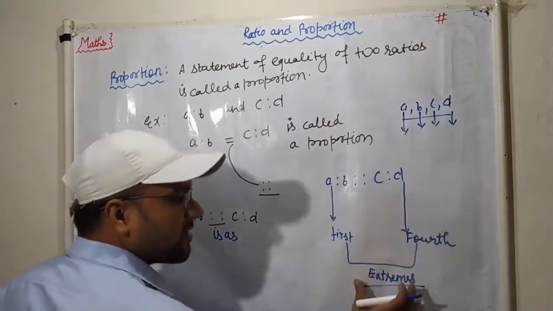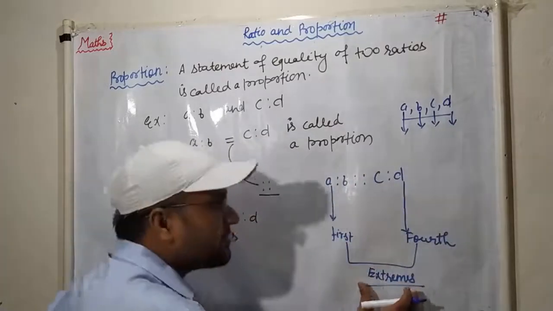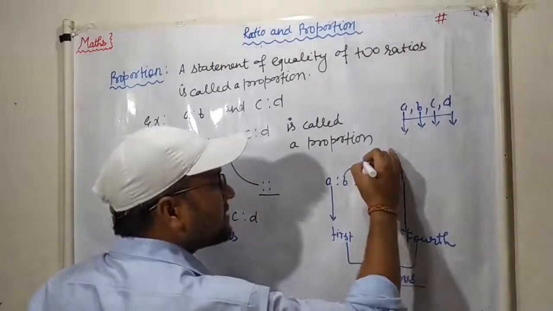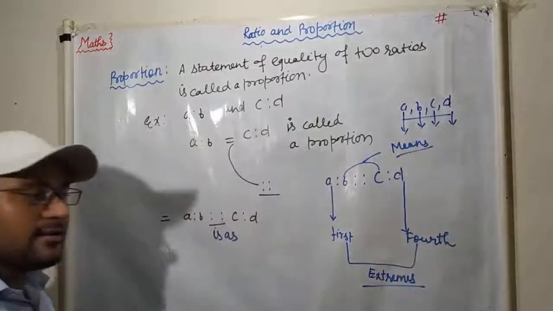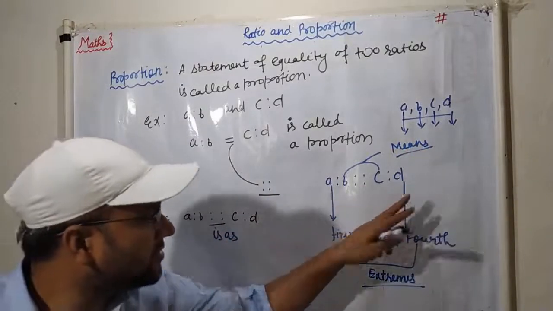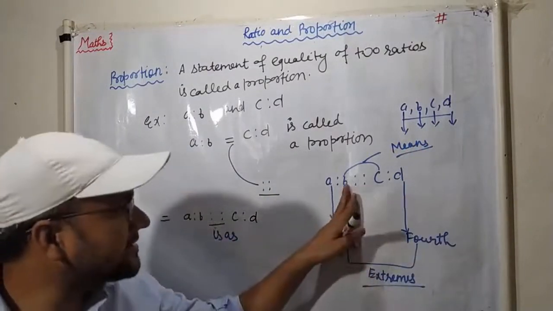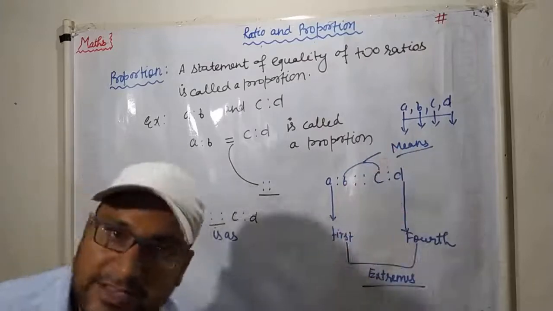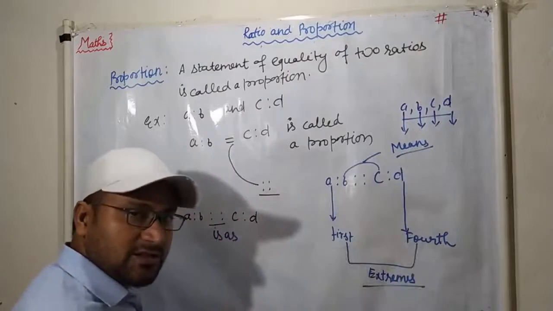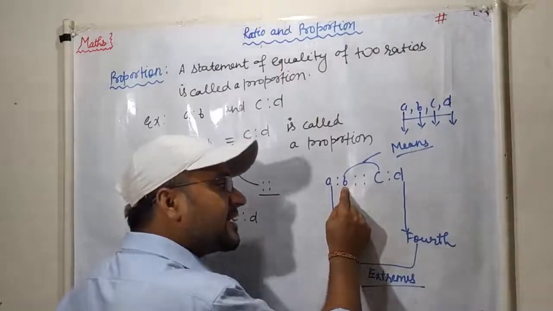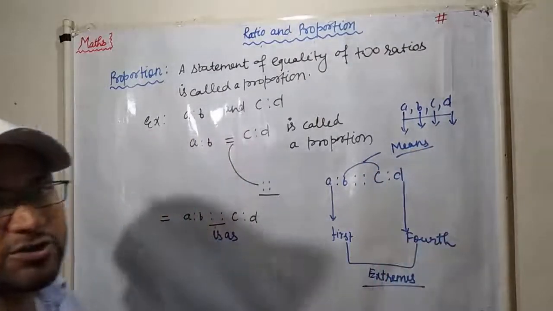First and fourth terms are called extremes, and second and third terms are called means. If you multiply the first and fourth terms, it is known as the product of extremes, and if you multiply the second and third terms, it is known as the product of means.